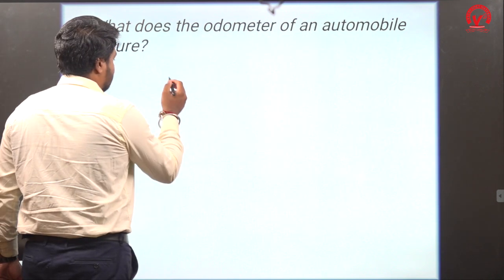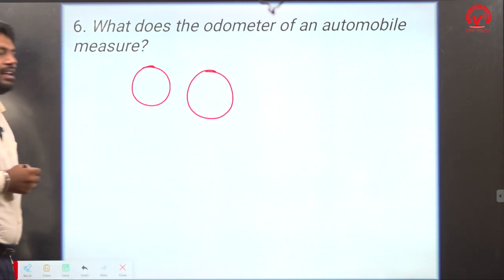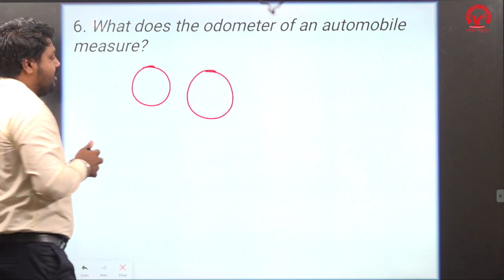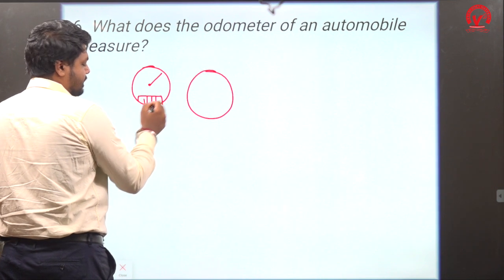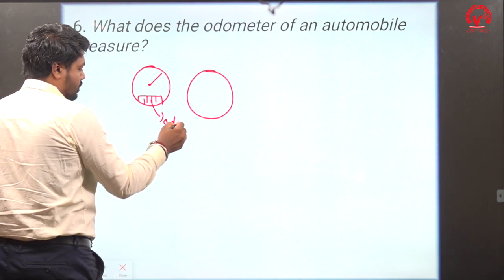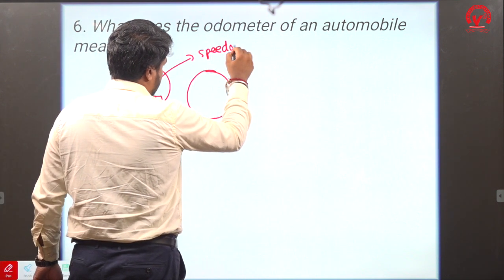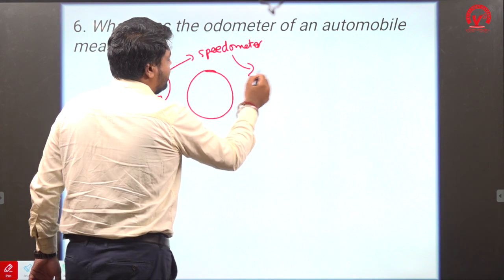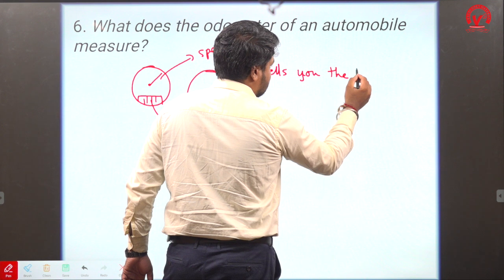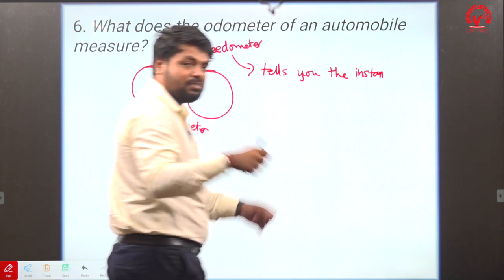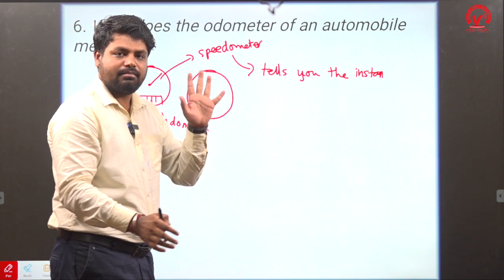Next, what does the odometer of an automobile measure? If you ride a bike, you will see some devices like that on the console. One shows the speed and another one has numbers like this. So this is the odometer and this is the speedometer. The speedometer tells you the instantaneous speed. What is the speed of the vehicle at that time? Instantaneous speed means nothing but the speed of the vehicle at that instant.